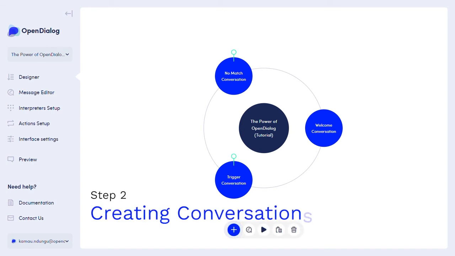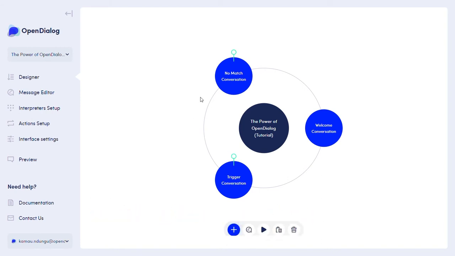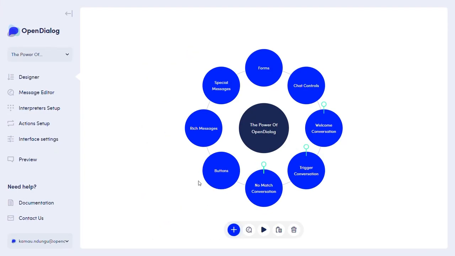Now, for the first level down, we'll take a look at creating conversations. Conversations capture the exchanges for smaller specific goals on the way to the larger scenario goal. Now, if we were to think of the overview of our bot, it will primarily focus on helping users view and understand what particular user interface features are available to them. This includes buttons, rich messages, special messages, forms, and chat controls. We shall use these objectives as conversations that will be contained in our scenario.